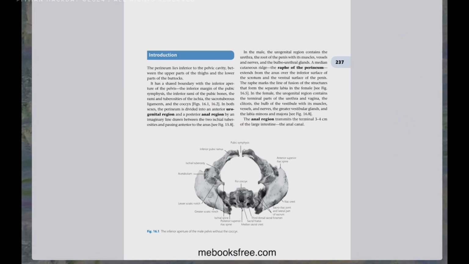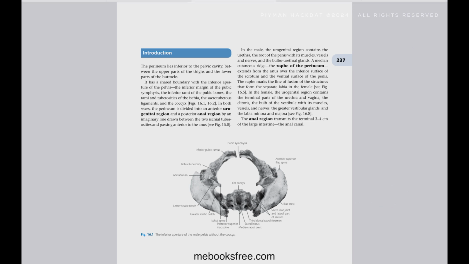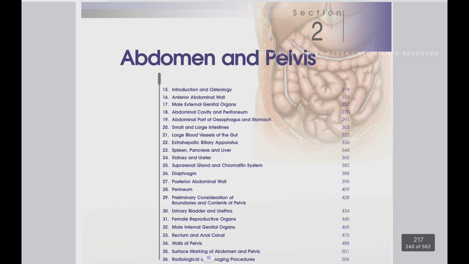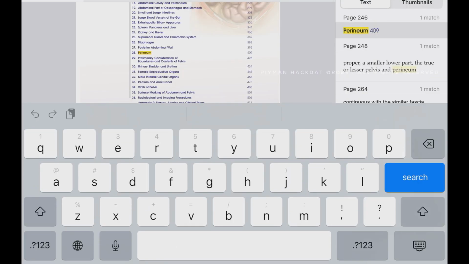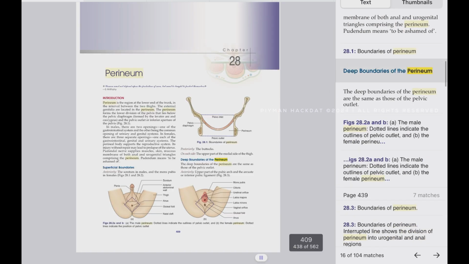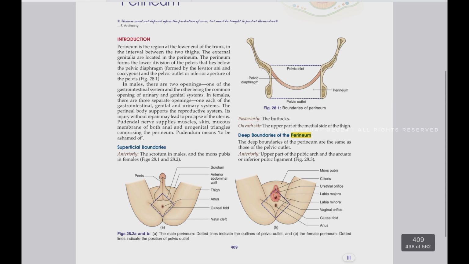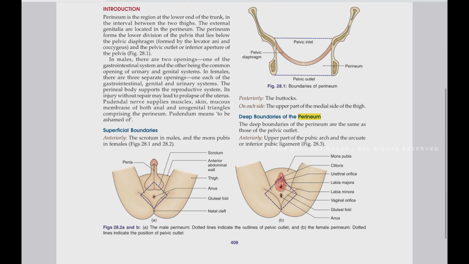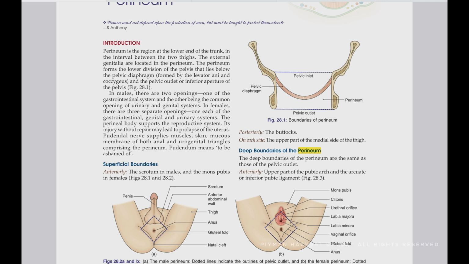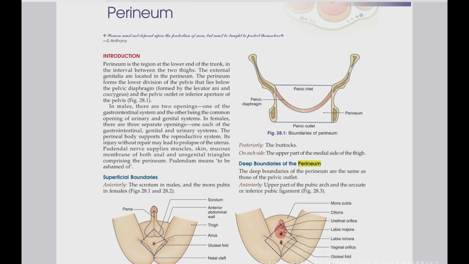Wait, I will show you guys a picture of it. Okay, so here you can see that anteriorly it is the scrotum in males and the mons pubis in females. Posteriorly it is the buttocks, and on each side it is the medial sides of the lateral walls of the perineum. The border is the medial side of the thigh.